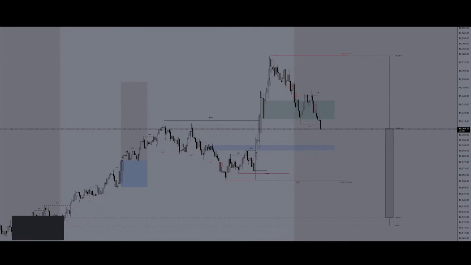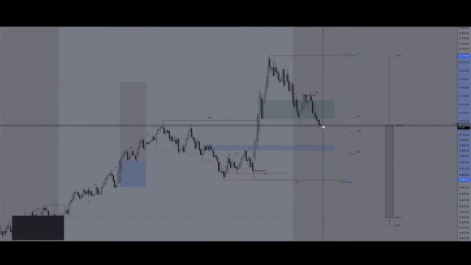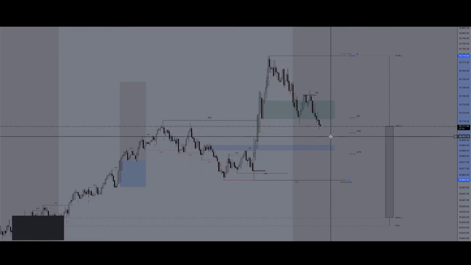We are now coming into 50% retracement. We still have an opportunity to respect this, but it's looking like we may not.